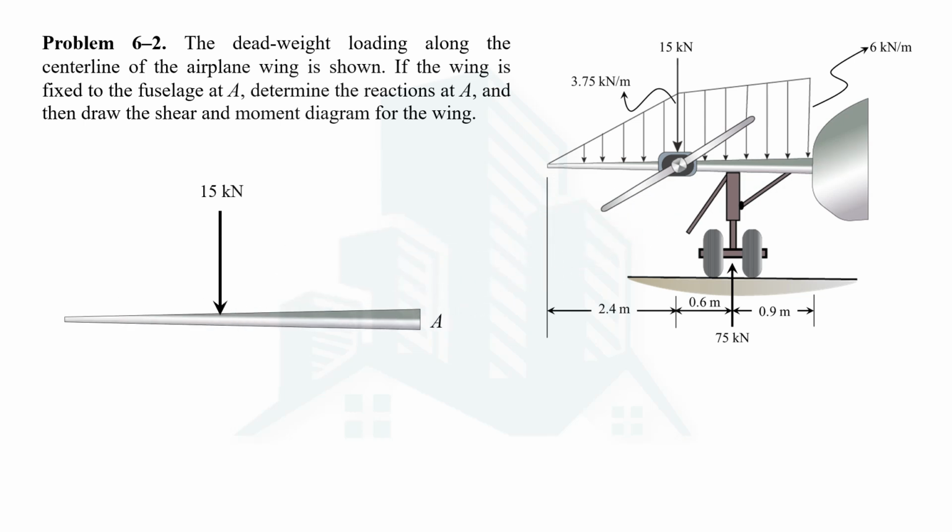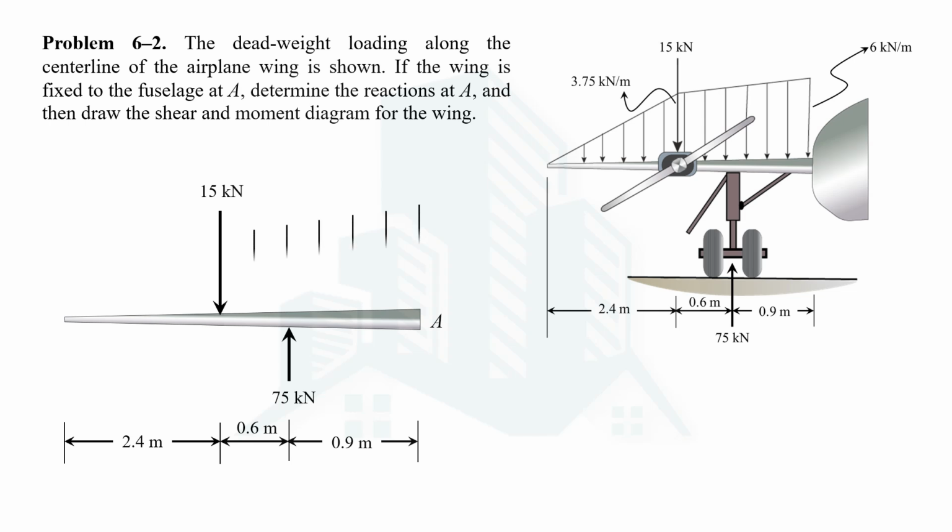There are some point loads there, 15 kilonewton at a distance of 2.4 meter from the left hand side. The reaction at 0.9 meter from point A. Here are the distances between the exterior ends and the distances between the two forces acting on it. And there is a trapezoidal loading from point A up to the 15 kilonewton force, and afterwards there is a triangular force. So this is the free body diagram of the wing.